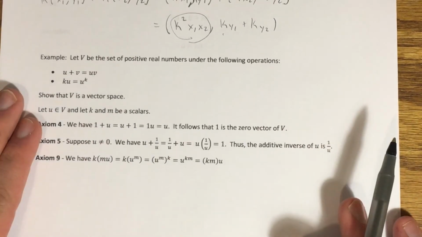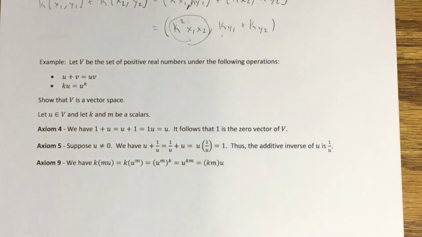This is a very unusual vector space, and again, it's not necessarily one that we would ever have a practical use for, but its purpose is to show that the concept of a vector space is a very general one, and not every vector space has to look the way you think it has to look. Okay?